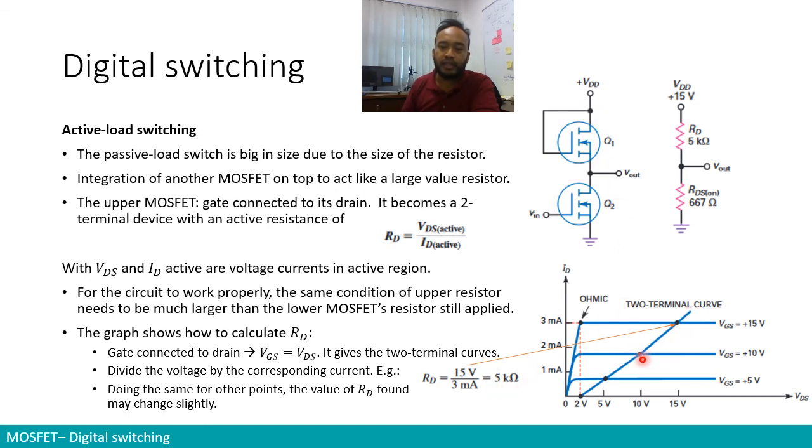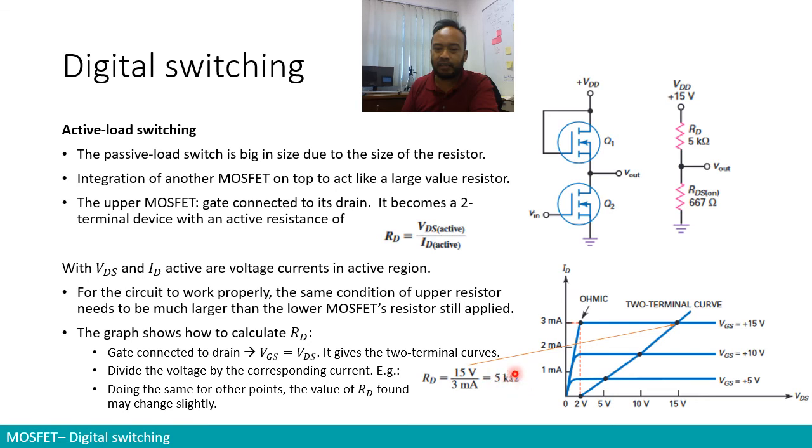If we do the same thing for different points, you can see that this is a linear line, so you may find more or less the same value. There might be slight changes in the value, but the values are more or less the same. So you have to do the same thing for other points to find the value of RD. Therefore, you will be able to find the equivalent resistance of the MOSFET when it is used as a two-terminal device. For this equation, we can describe the equivalent circuit as the figure over here. So we do the calculation.